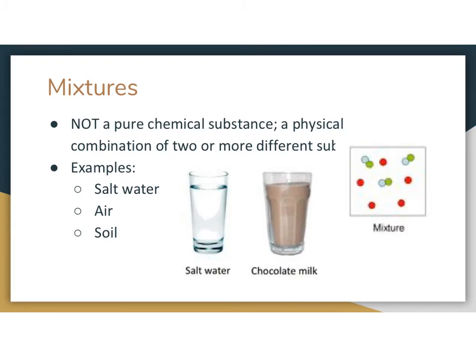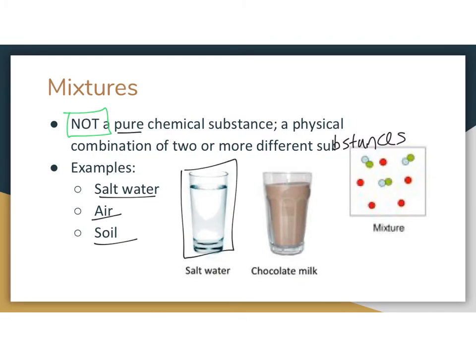Now, remember from before, I kept on emphasizing that idea of pure. Well, mixtures are not pure. They are not a pure chemical substance. Instead, this is going to be a physical combination of two or more different substances. Okay, so some examples: salt water, air, soil. Salt water, right? I am literally mixing salt and water together. Chocolate milk. I'm mixing milk and chocolate together.